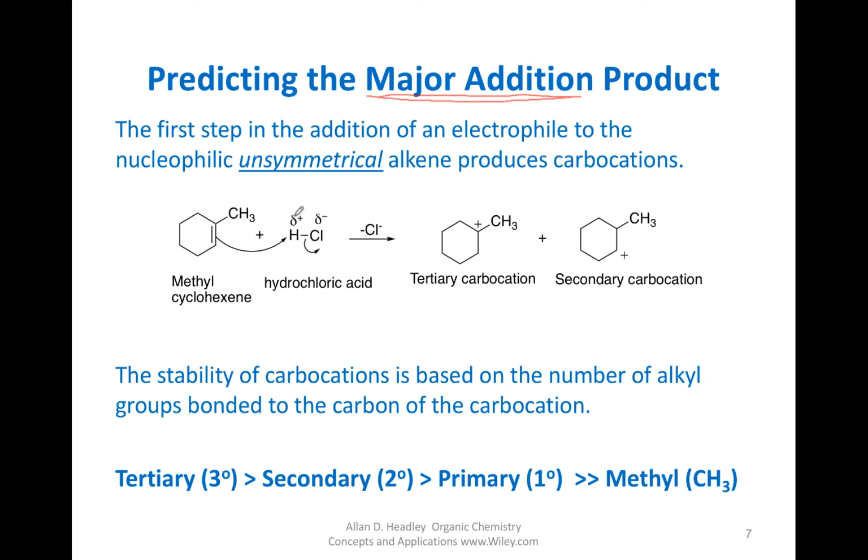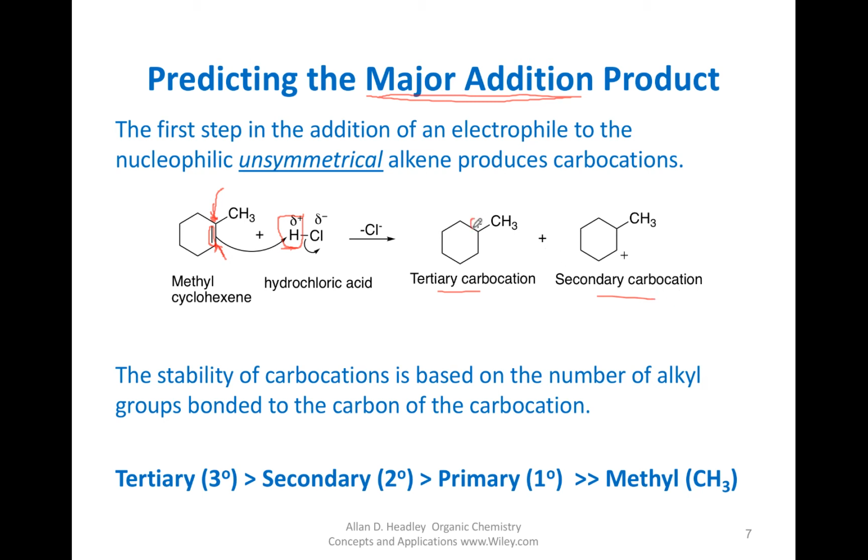So let's look at the first step again. The first step is that these electrons here, the pi electrons, will bond to our electrophilic portion of the HCl molecule to produce carbocations. There are two possibilities, because the H can add to this carbon and the H can add to this carbon. So if it adds to this carbon, we have this carbocation. If it adds to this carbon here, we have this carbocation. As you will see, these two carbocations are different.